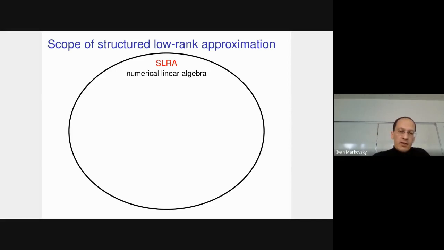What is special in this problem is the structured keyword. So this is imposing some additional constraints on the problem. If we have unstructured approximation in Frobenius norm or the spectral norm, the solution is given by the singular value decomposition, which many of you know. But the problem is much more difficult if you have additional constraints, which require typically non-convex optimization techniques.